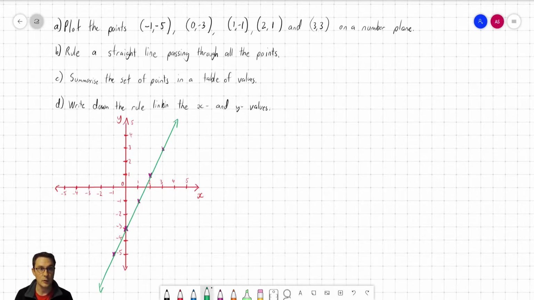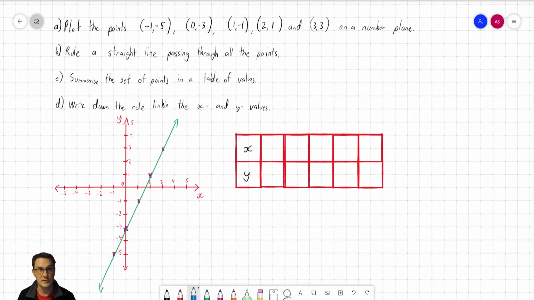The next part is we want to summarize these set points into a table of values. With our table of values now, we want to put each of the points at the top into this. Now remember, the first coordinate in each of these is going to be the x value. So we can start by putting them in with -1, 0, 1, 2, and the number 3. Now the next step is to put in the y values, and that's going to be the second number in each of those coordinates. So we're going to start with -5, -3, -1, 1, and then the number 3. So now that's part C done with all of those points put into our table of values.